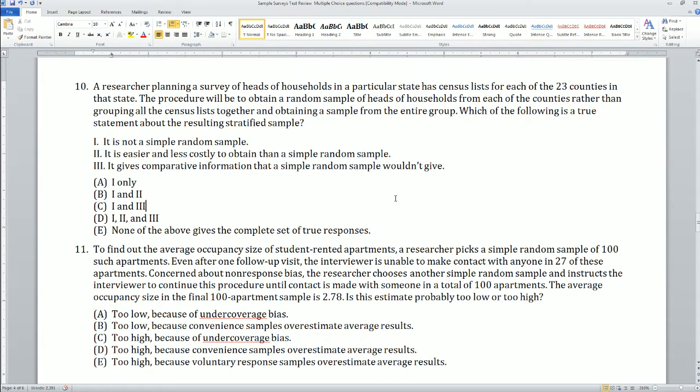A researcher planning a survey of heads of households in a particular state has census lists of each of the 23 counties in that state. The procedure will be to obtain a random sample of heads of households from each of the counties rather than grouping all the census lists together and obtaining a sample. Which of the following is a true statement? One, it is not a simple random sample. Two, it is easier and less costly to obtain than a simple random sample. Three, it gives comparative information that a simple random sample may not.